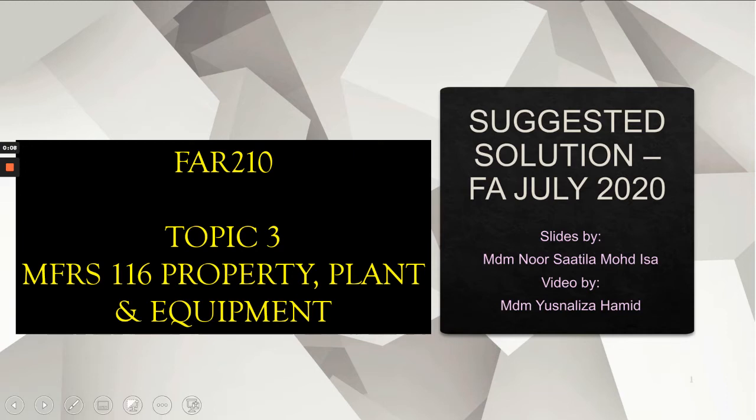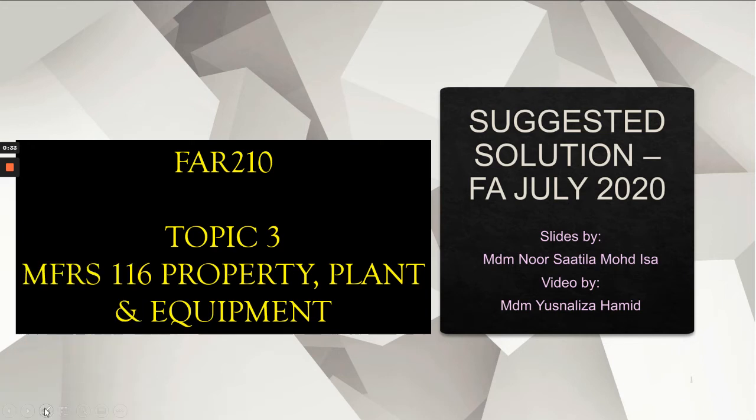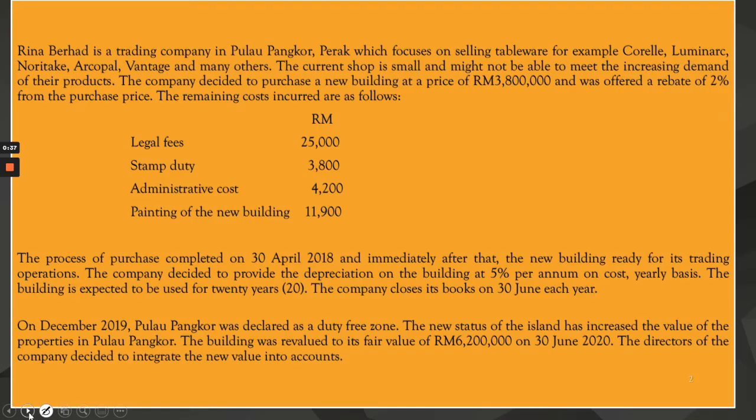Today we are going to discuss a question from FAR210, topic 3, MFRS 116, Property, Plant and Equipment. We are going to discuss the final assessment question, question 2, July 2020, from the Open Distance Learning. Okay, let's start. I hope you have the question with you, so let's read the question together.